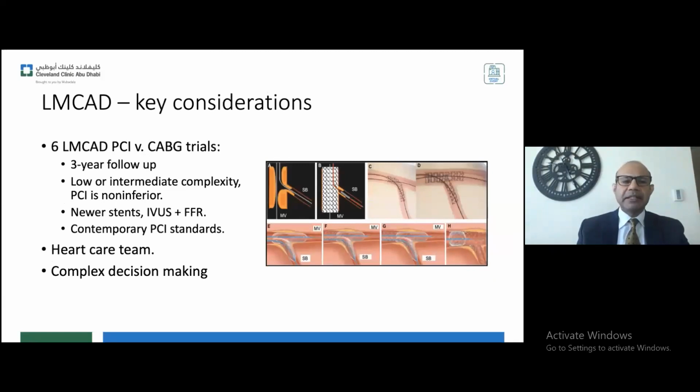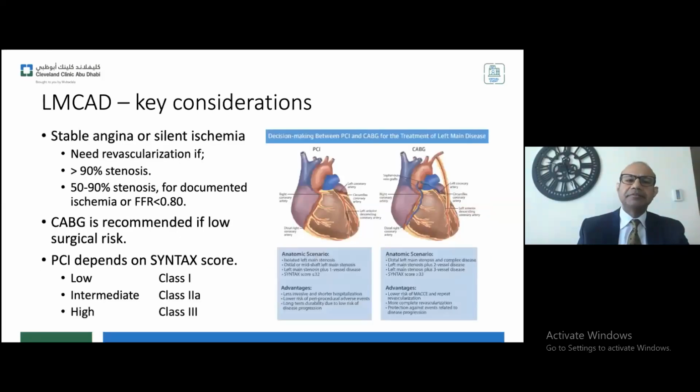And it looks like from these early trials that for low or intermediate complexity disease, PCI is non-inferior. These trials were conducted with the more advanced stents, with physiologic analysis of the coronary flow dynamics, with contemporary PCI standards. But one thing that has been absolutely critical in all these trials and has emerged to be a dominant theme is the importance of a heart care team. The process of deciding how best to treat an individual with left main coronary artery stenosis remains a complex decision-making process, and a well-established, well-functioning heart care team is vital.